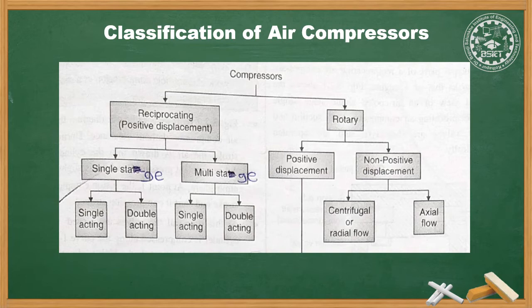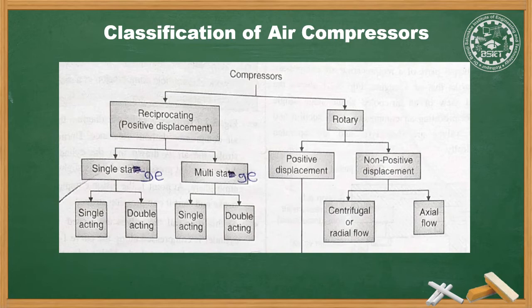Reciprocating compressors are also known as positive displacement compressors. Reciprocating compressors are divided again into two parts, that is single stage and multi-stage. Single stage uses a single cylinder whereas multi-stage uses multiple cylinders. Single stage and multi-stage are again classified into other types such as single acting and double acting. Whereas rotary compressors are again divided into two types: positive displacement type and non-positive displacement type.